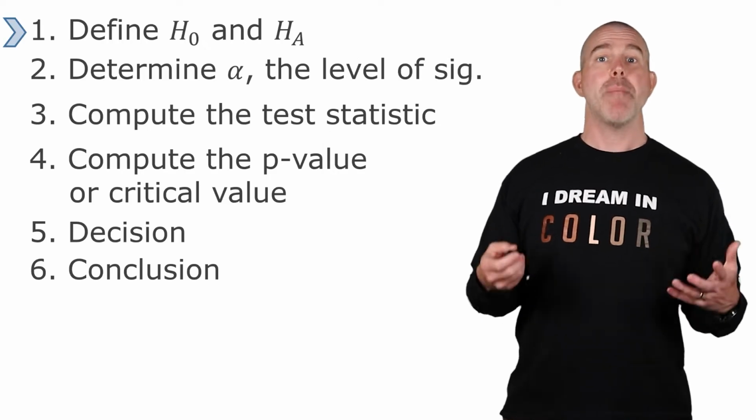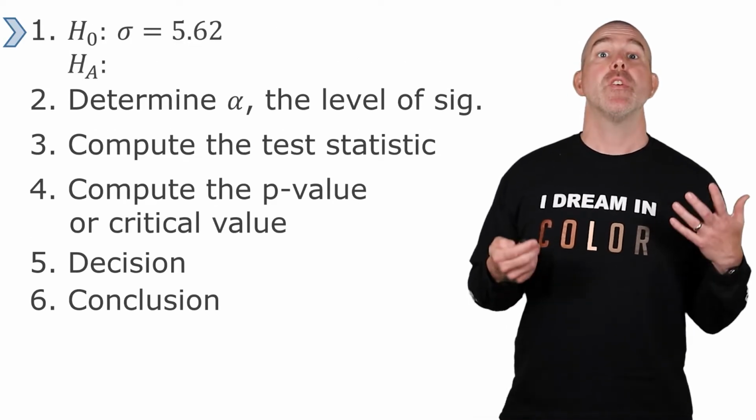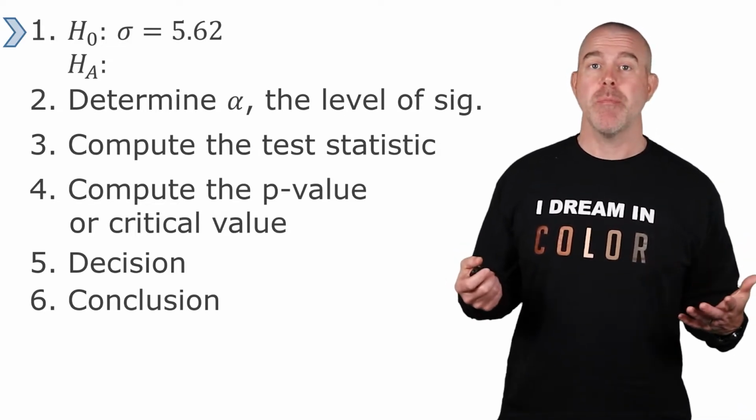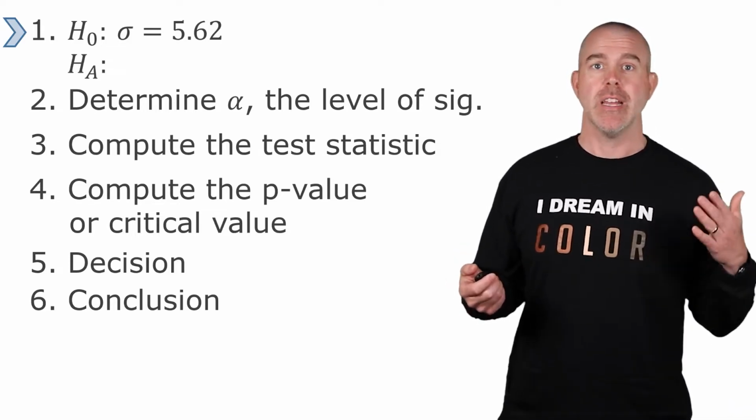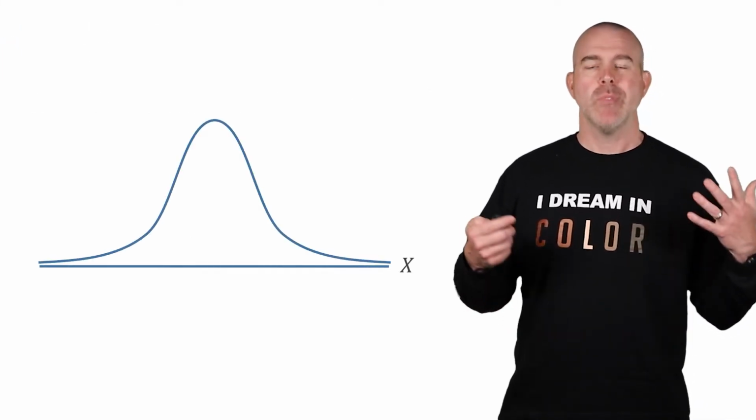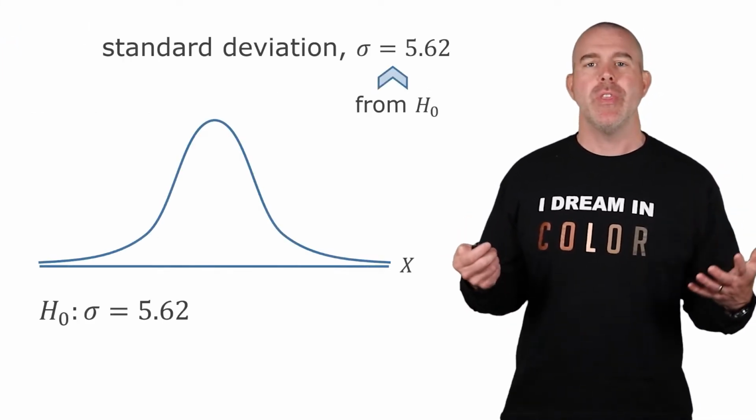Let's go through that hypothesis testing process. First thing, we need a null hypothesis. We're going to assume that the standard deviation is the same as the population until proven otherwise. That's the null hypothesis. For our alternative, well, here's the distribution shape with this standard deviation.